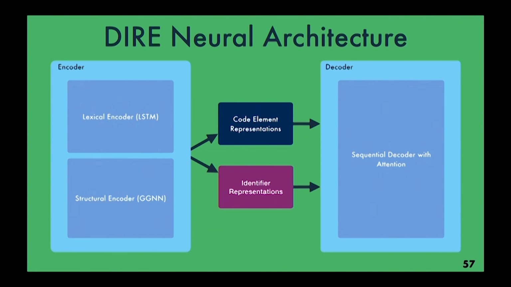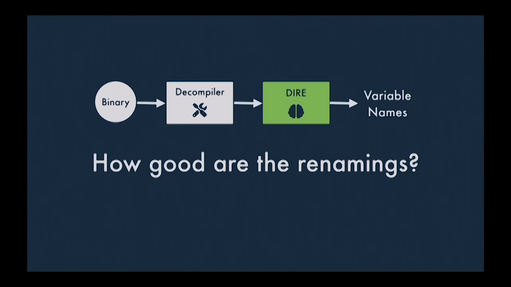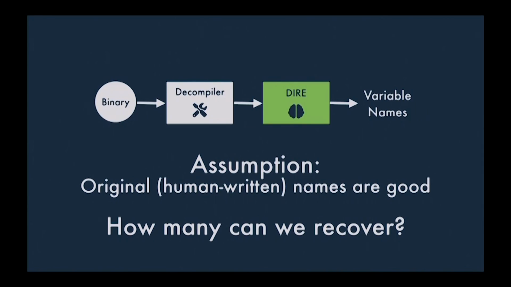So now you could be asking, how well does this work? Does it do anything? It's pretty hard to actually answer this question because we really don't have good ground truth data. We don't know what it means for a name to be really good or really bad. But what we can do is approximate this a little bit. So here we're making the assumption that the original, presumably human-written names in these open source programs that we're finding on GitHub and elsewhere are good. We're assuming that. And the question becomes, therefore, how many of these original names can we recover, if any?